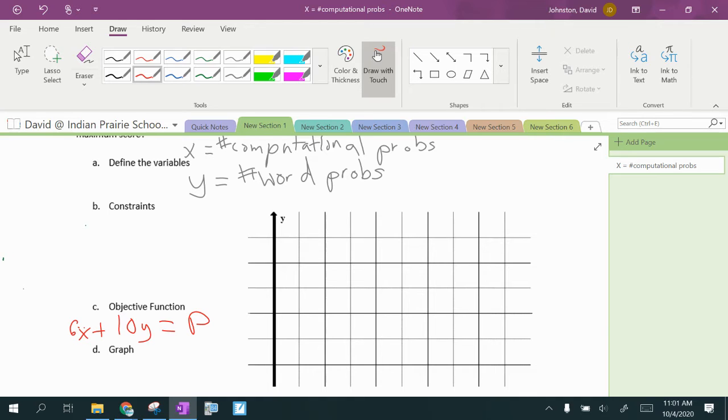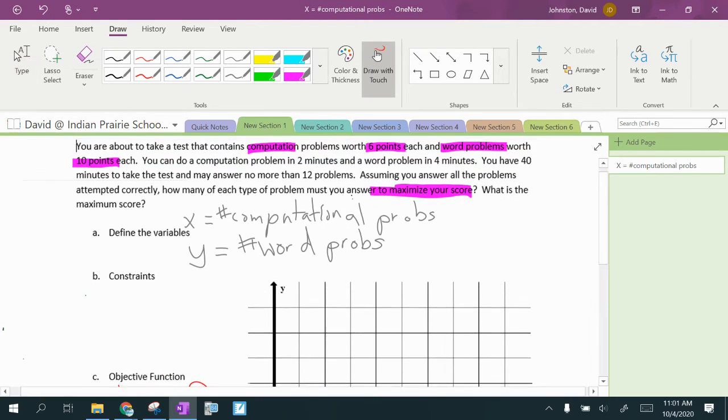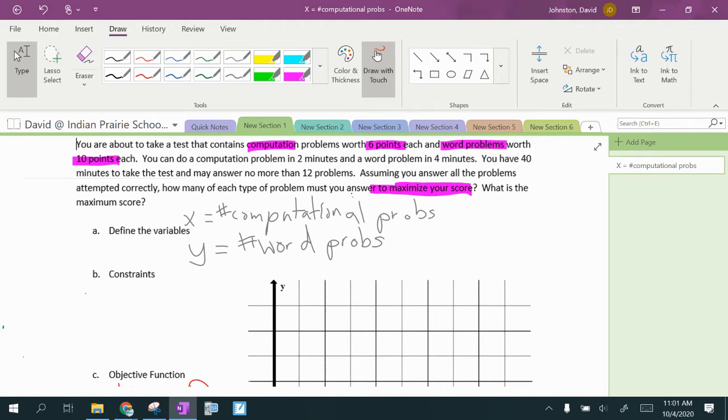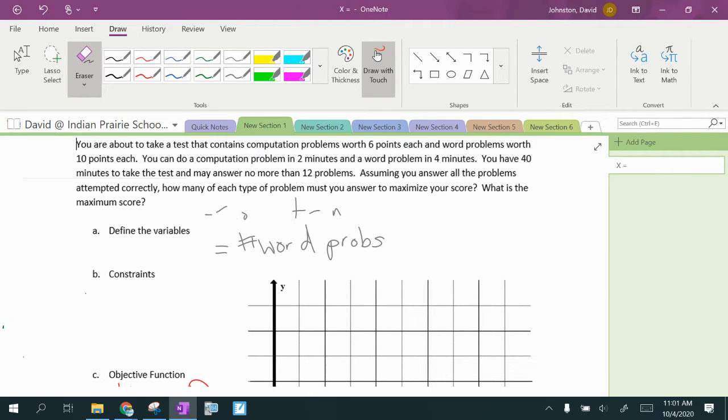And that's something I want to emphasize: the difference between the objective function and the constraints is that your objective function is always an equality. Again, I'm just taking 6 times the number of computational problems because I get 6 points for every one of the computational problems, and hopefully that makes sense. All right, next up, let's take a look at coming up with my constraints.